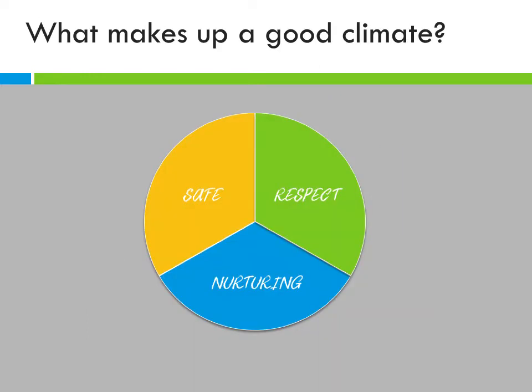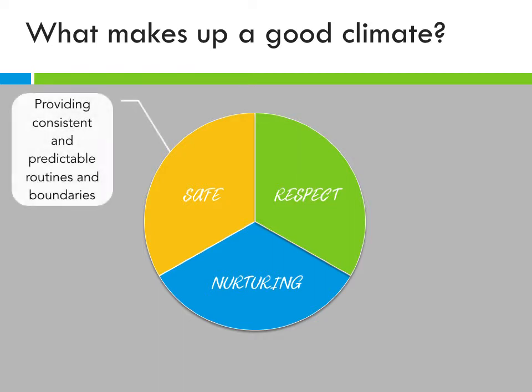So what makes up a good classroom climate? Regardless of your learners' past experiences, there are many things that you can do deliberately to shape the climate in your classroom and to create a positive learning environment. There are 3 essential elements that you have influence over. The first is making learners feel safe and secure in your classroom. And you do this through providing consistent and predictable routines and boundaries.